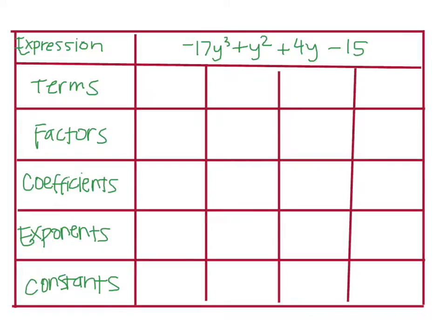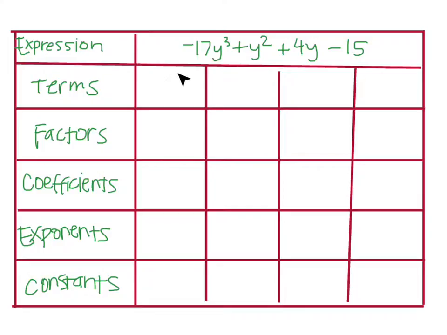Go ahead and copy this table down in your notes. So we have 5 columns and 6 rows. In our first row, we have the expression, and then we will list terms, factors, coefficients, exponents, and constants. So in my first column here, I'm going to start by listing my first term. And if you need to pause this to get this copied down, please do that right now.